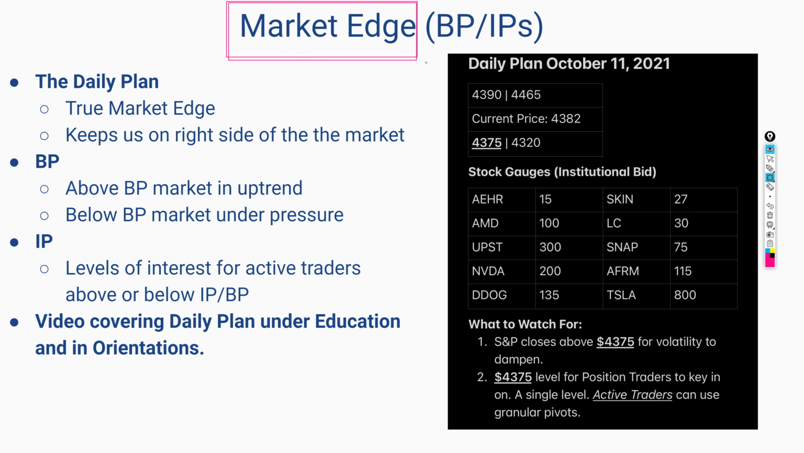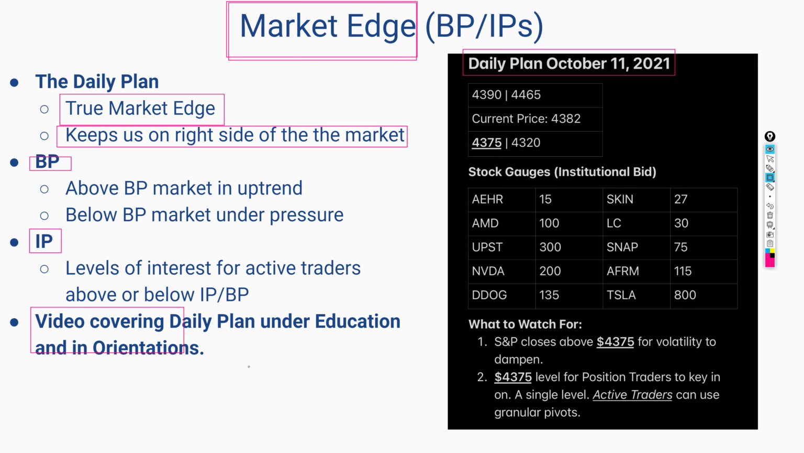After I've developed those methods and studied them, I feel comfortable that these things work again and again and again, and they could be executed repeatedly. So our market edge, there's a separate video on it that covers it in depth. It's basically, we post a daily plan 1 hour before the market open. That daily plan gives us a true market edge, keeps us on the right side of the market, and it's split into BP, which is the bolded pivot level, and IP, which is the intermediate pivot level.